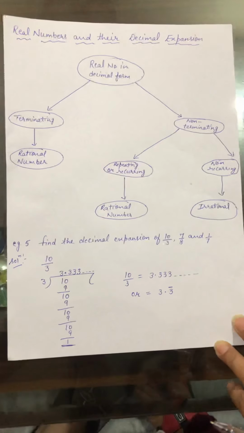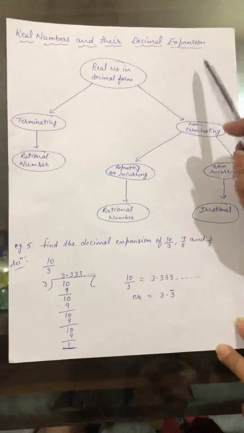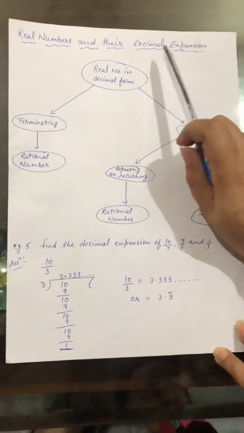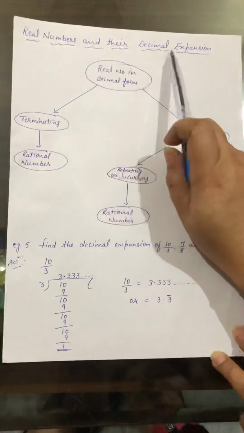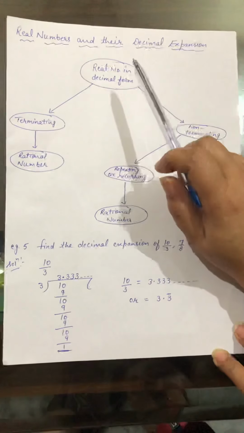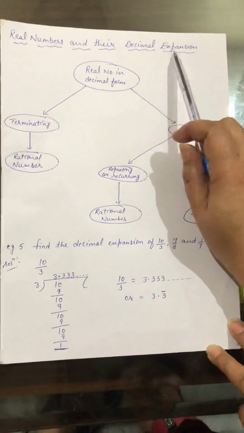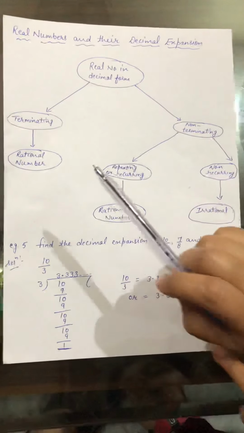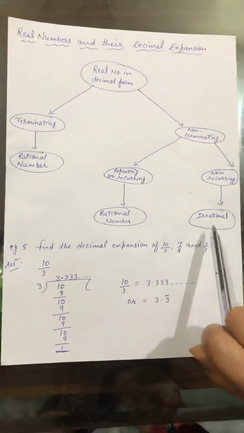Good morning, children. In this section, we are going to discuss the decimal expansion of real numbers. It means how we can represent different rational numbers in decimal form. On the basis of this decimal expansion, we are able to distinguish between rational and irrational numbers.